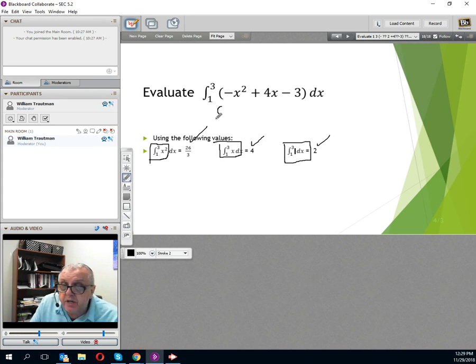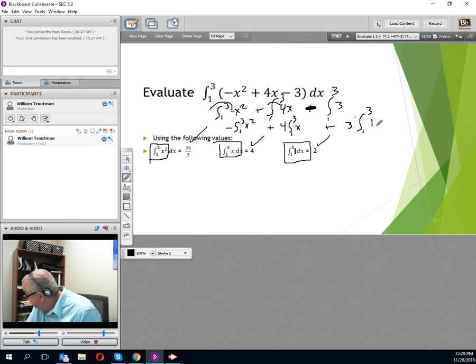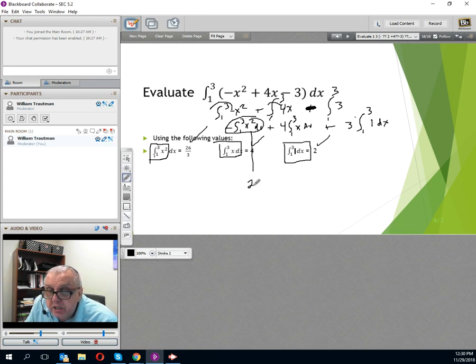So using the properties of integration from 1 to 3, I can just do negative x squared plus 4x minus 3, from 1 to 3. I can bring this negative in front, like there's a negative 1 from 1 to 3 of x squared. I can bring this 4 in front, so this becomes 4 times the integral from 1 to 3 of x. And the same way with this one, I can bring the 3 in front, from 1 to 3, the integral of a constant of 1. And you can put dx after each one of these. dx, dx, dx.